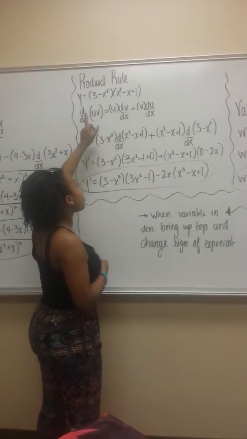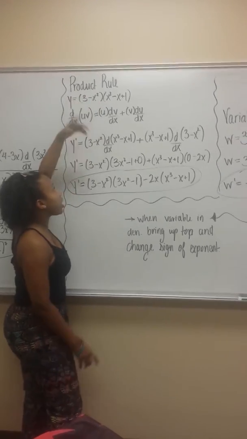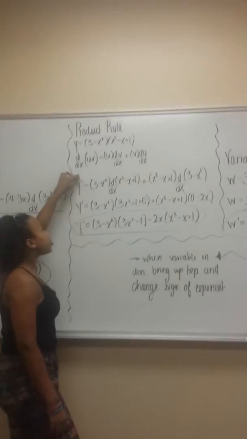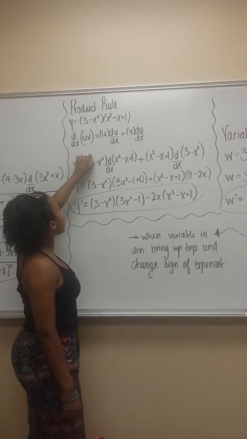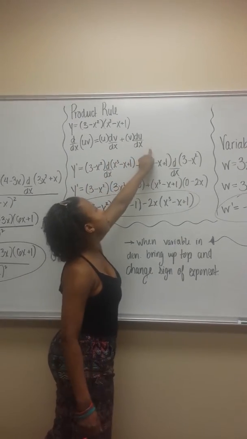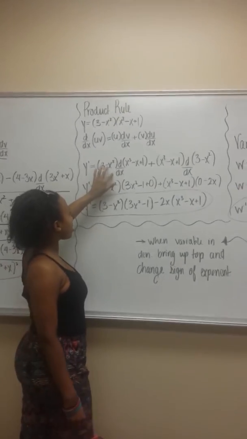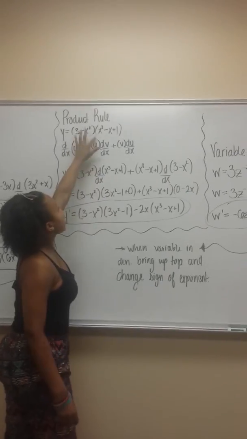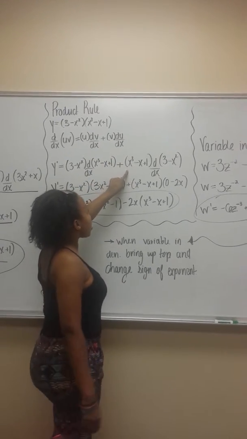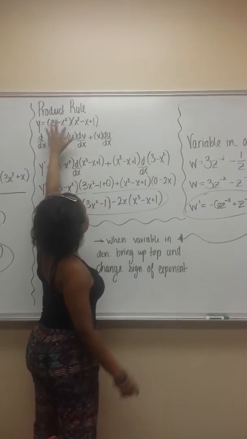Okay, so now we're doing the one with the product rule, and your equation is y equals (3 minus x squared) times (x cubed minus x plus 1). You know to use the product rule because you're multiplying two functions. The formula for the product rule is the derivative of u times v is u times the derivative of v plus v times the derivative of u. So when you plug that in, you have 3 minus x squared times the derivative of your second function, x cubed minus x plus 1, plus x cubed minus x plus 1 times the derivative of your first function, 3 minus x squared.